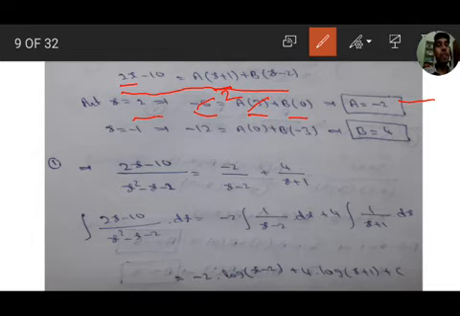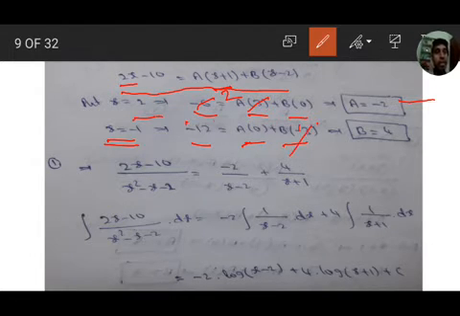Put x equal to minus 1: we get 2 into minus 1 minus 10, that is minus 2 minus 10, which is minus 12. A into (minus 1 plus 1) is 0. B into (minus 1 minus 2) is minus 3. So B into minus 3; the A term is 0. Minus 3B equals minus 12, the minuses cancel, so 3B equals 12, so B equal to 4. The A value is minus 2, B equal to 4.